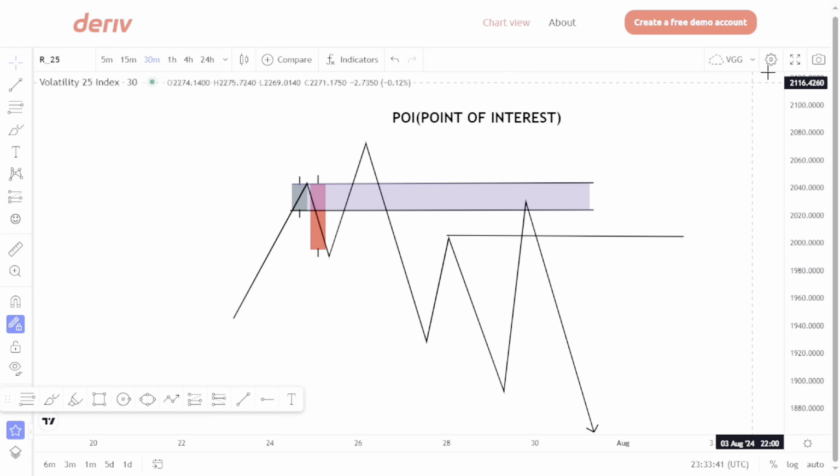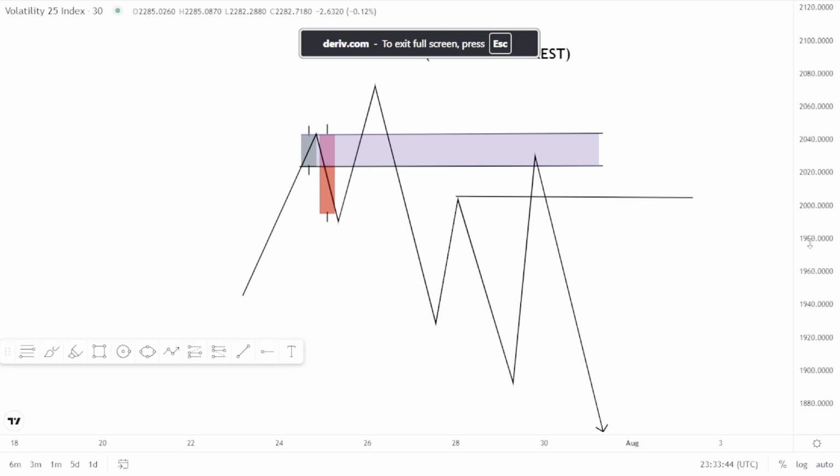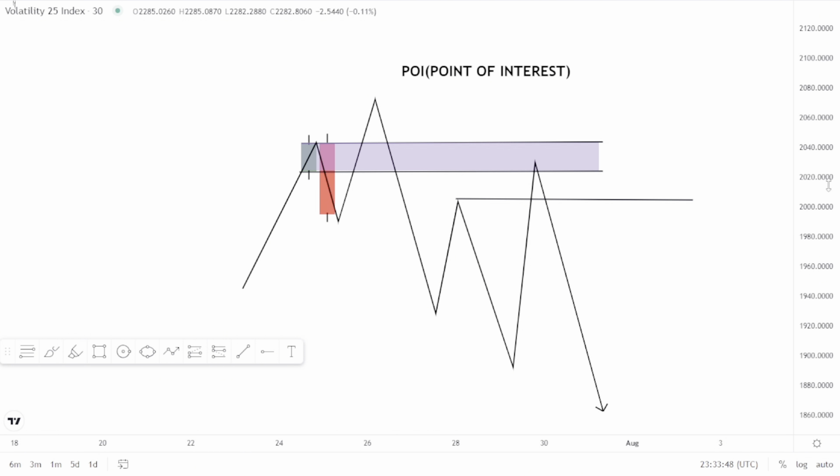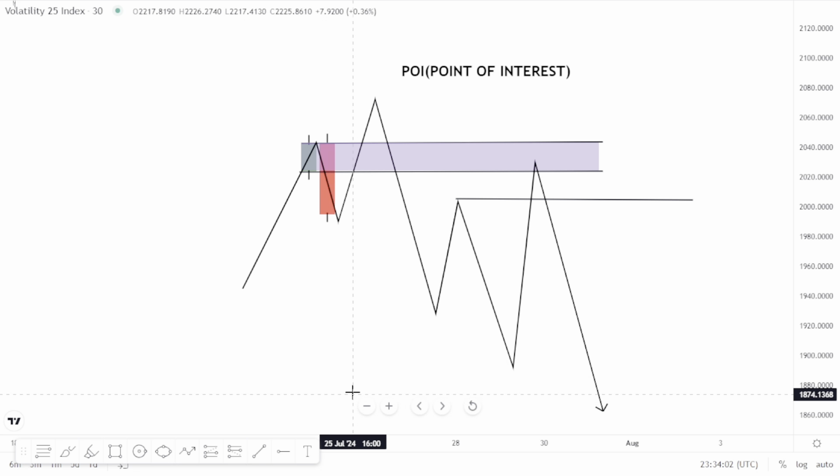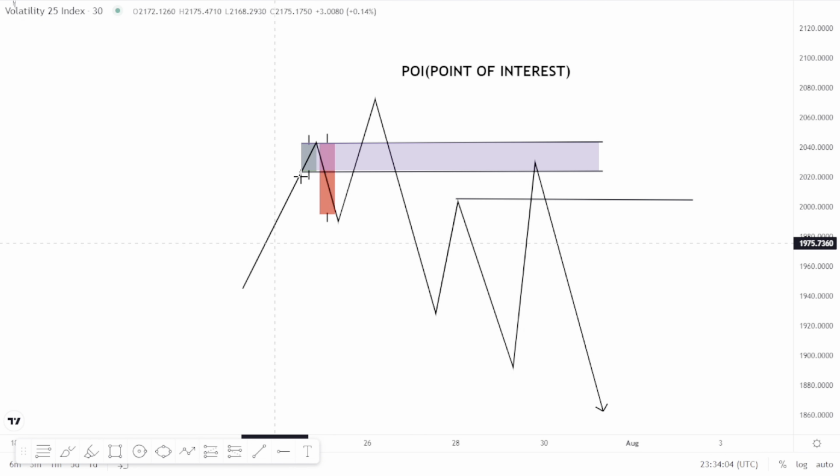Right after the intro, you're looking at my screen and you can see clearly that we have the point of interest marked out. You can see the strategy. Mainly what I'm focusing on is the entry. The point of interest is mainly your entry.